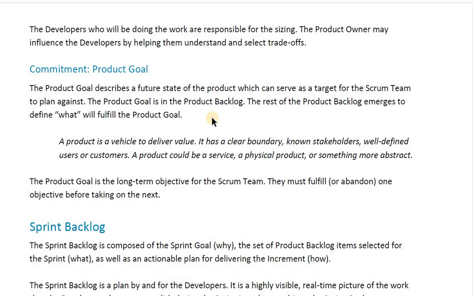The product is a vehicle to deliver value. So, the product is considered as a vehicle which delivers value to the organization or customer. It has a clear boundary, known stakeholders, and well-defined users and customers. A product can be a service, a physical product or something more abstract. So, what can be a product? A product can be a service, a physical product or something more abstract. The product goal is the long-term objective for the Scrum team. They must fulfill one objective before taking on the next.